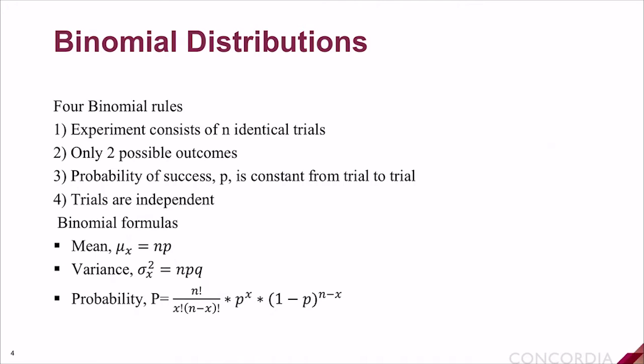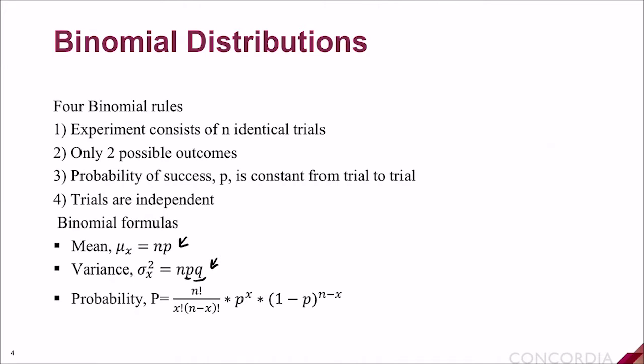The formula for mean, which is denoted here, is simply n, meaning the number of outcomes, multiplied by the probability. The variance is n, again meaning the number of outcomes, multiplied by the probability of success, which is denoted as p, multiplied by the probability of failure, which is denoted as q.